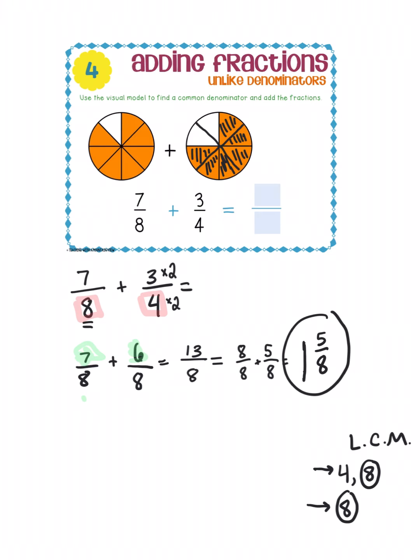I noticed that on your answer document, it doesn't ask you to put it in simplest form. It just gives you these two text boxes, so I guess you would put 13/8 there and not put it into simplest form, which makes it a little easier.